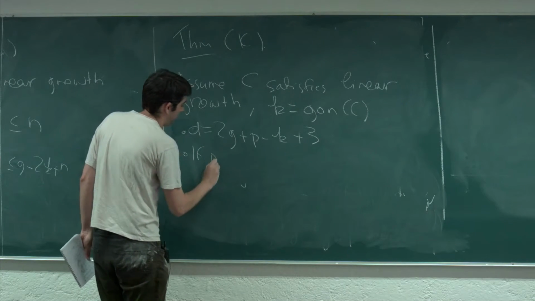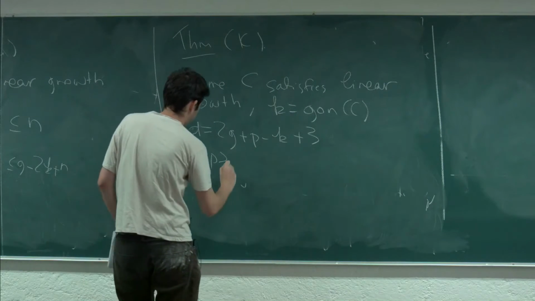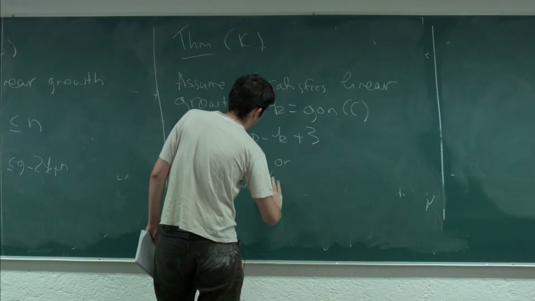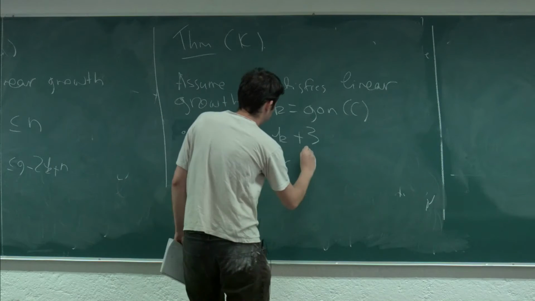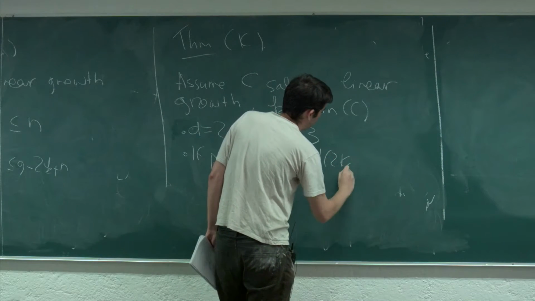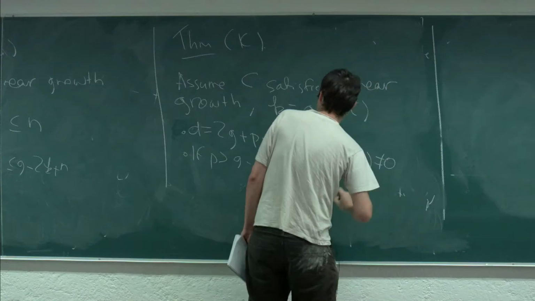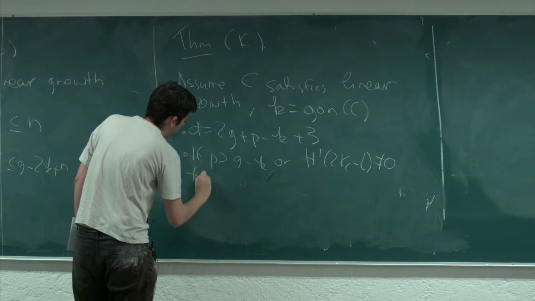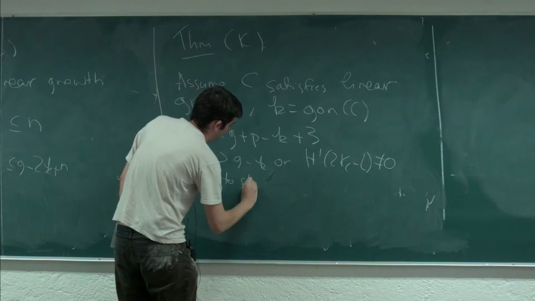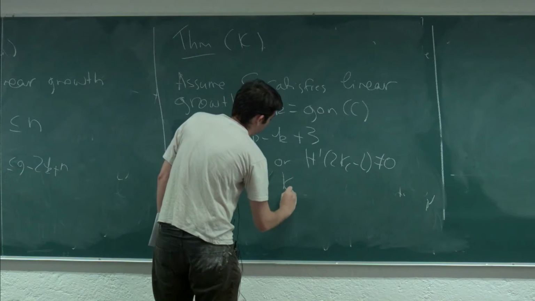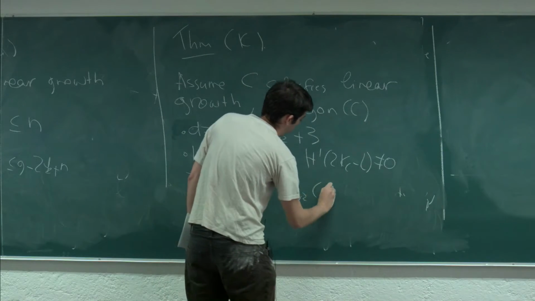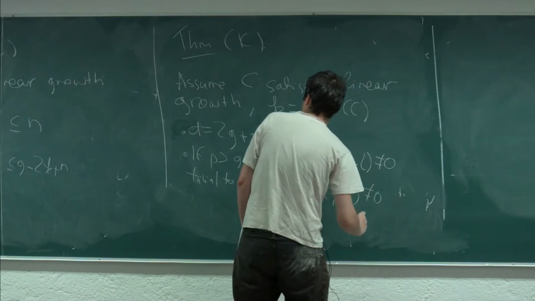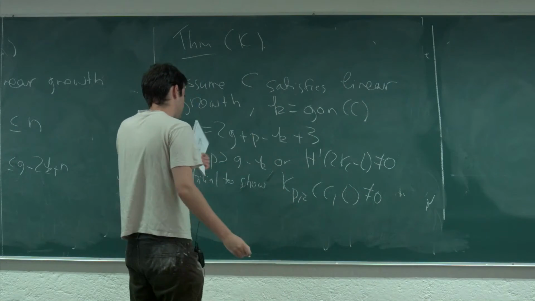So firstly, if p is greater than g minus k, or H1 of 2K_C minus L is non-zero, so if either of these two conditions hold, then it's easy, it's kind of trivial to show that K_{p,2}(C, L) is non-zero. Okay, so we don't have to worry about these conditions here.